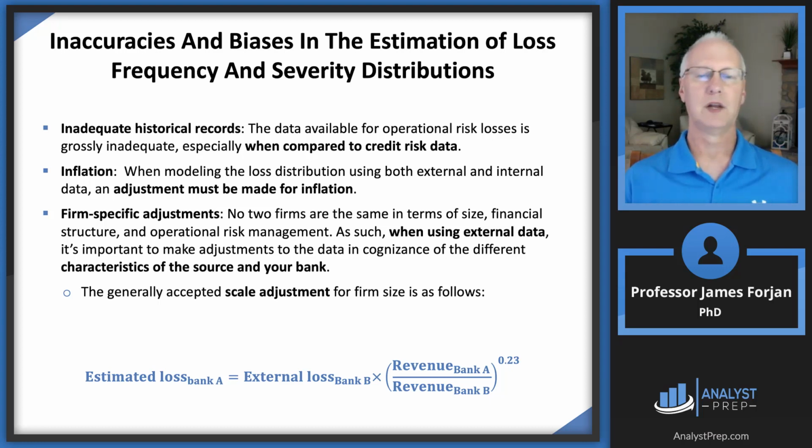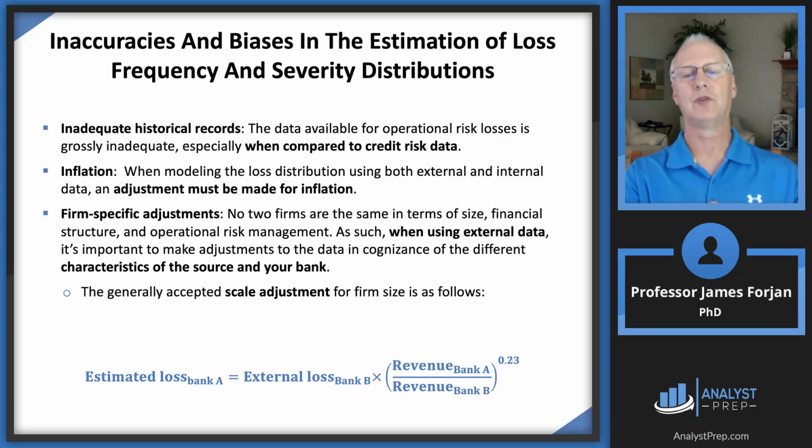Now, of course, we're not going to do this perfectly. We're never going to be able to say, you know what, next week on Thursday, we're going to lose $6 million. Can't do that. So inadequate historical records, inflation, firm-specific adjustments are required. So these are going to be inaccuracies and biases in the estimation of loss frequency and those severities. And then, of course, the distributions are probably going to be at least somewhat biased.